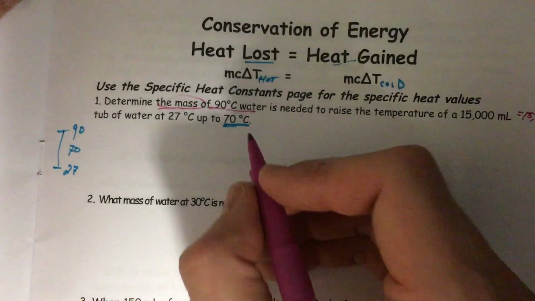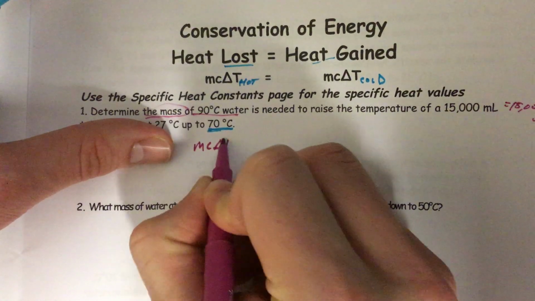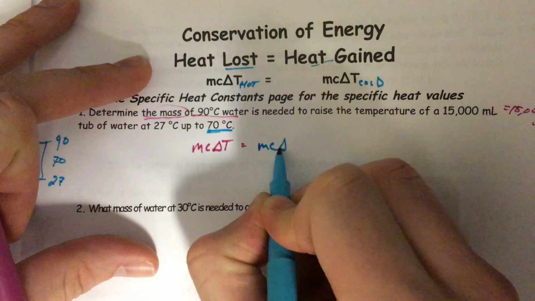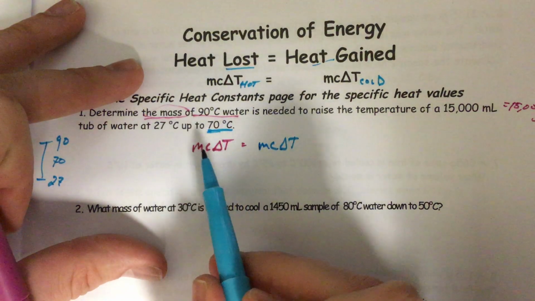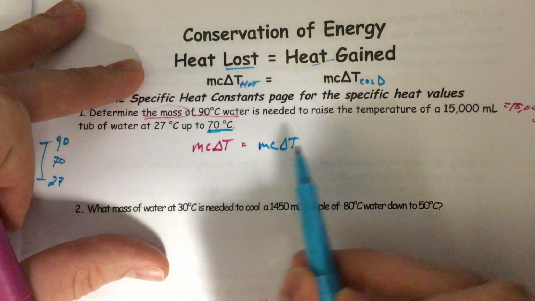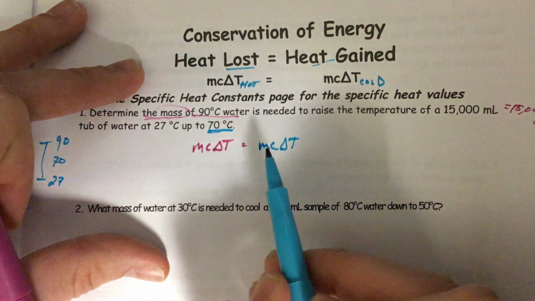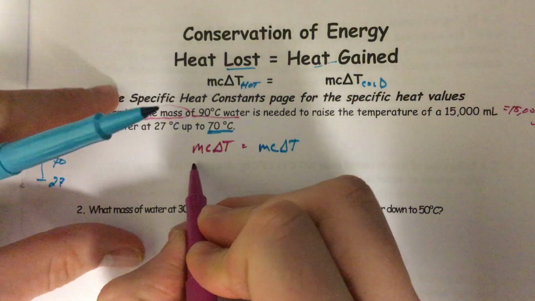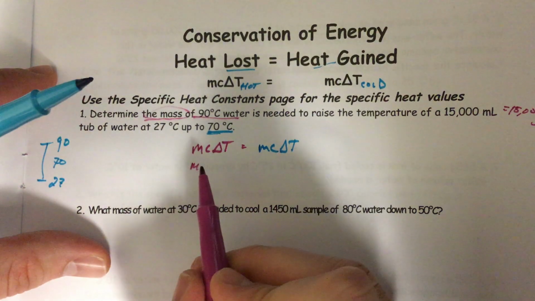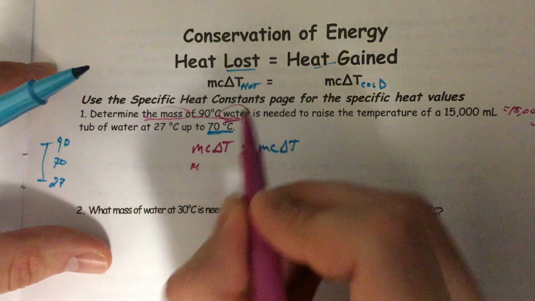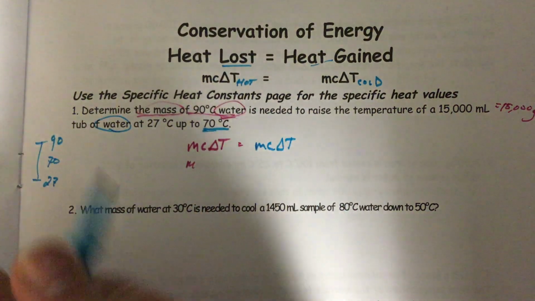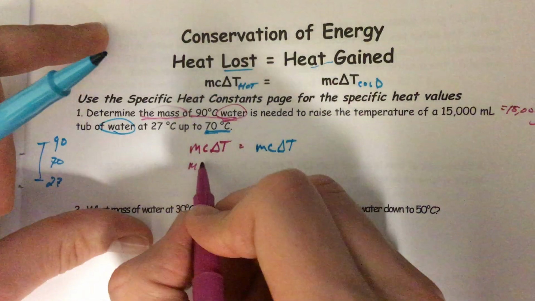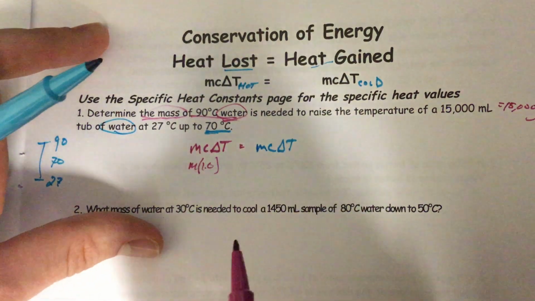So if we set this up, we can look at our mcΔT of our hot is equal to the mcΔT of our cold. Again, our energy lost by hot is gained by our cold substance. Energy lost, heat lost equals heat gained. So we can start to fill this in. We don't know the mass of our hot substance, so we keep that as our variable. We know that we're dealing with water in both situations. Both of our substances, the energy lost and energy gained, are water. So we keep our C value at 1.